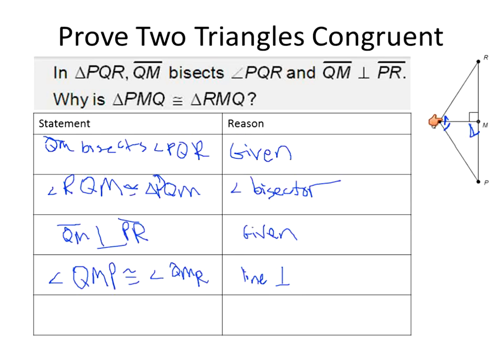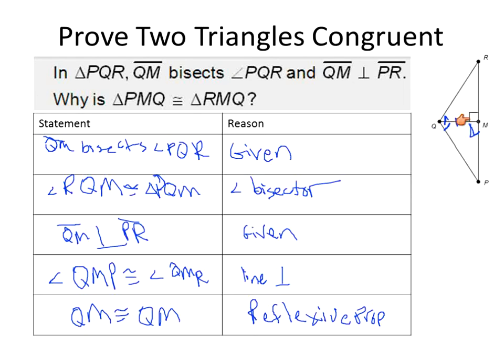So let's look at the side in between those two sets of angles. I've got angles here and angles here, so let's look at this line right here. That line is shared by both of the triangles. So I can actually say QM is congruent to QM, and that's the reflexive property. And now I'm going back here, I'm going to mark it there.